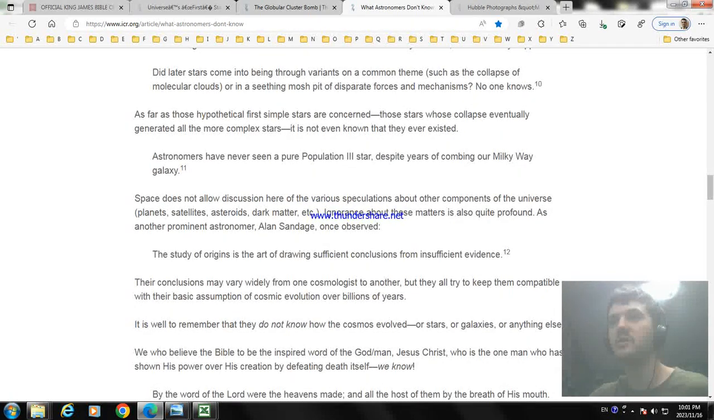Astronomers have never seen a pure Population III star, despite years of searching our Milky Way galaxy. And space does not allow discussion of the various speculations about other components of the universe: planets, satellites, asteroids, dark matter, etc. Ignorance of these matters is also profound, as another important astronomer has said.